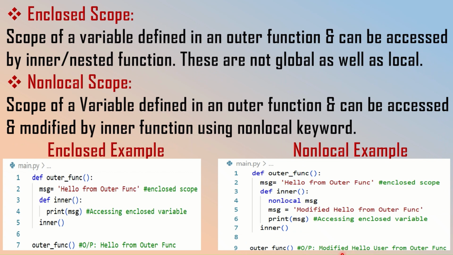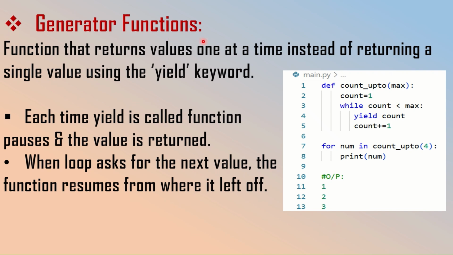Here, if you can see the output of this nonlocal example, it printed the message "modified hello user from outer function". So finally it printed the value that is modified inside the nested function. So this is all about the scope of variables: global, local, enclosed, and nonlocal. Now let's see generator functions in Python.